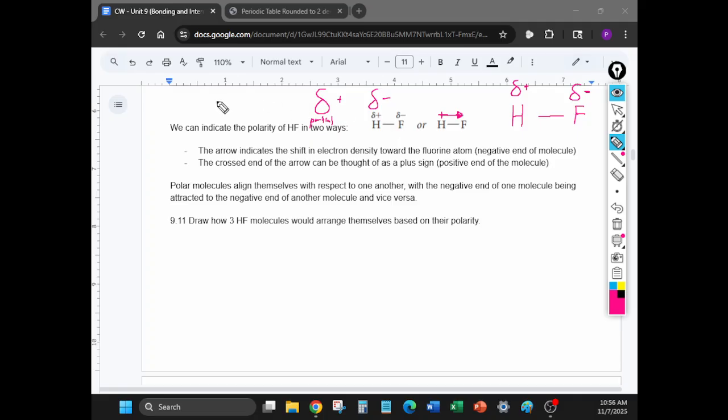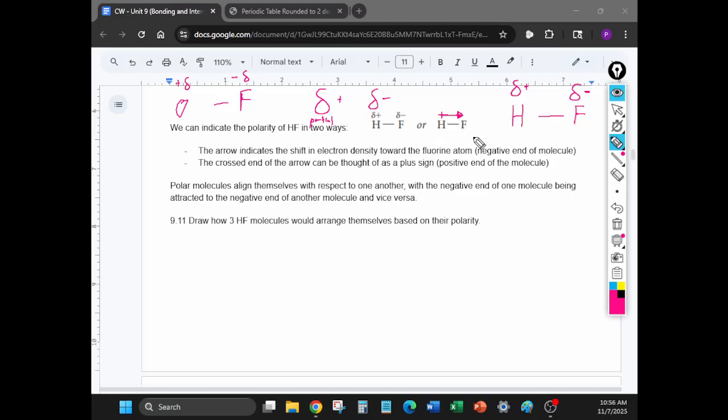No, because we can do that with different elements. Like if F was bonded with O, F is still more electronegative, right? And so it's going to be partially negative, and O partially positive. The partial negative, correct, yeah.